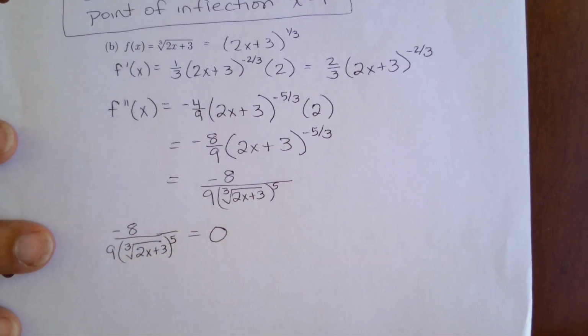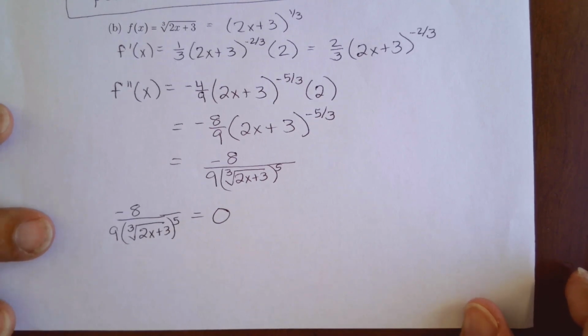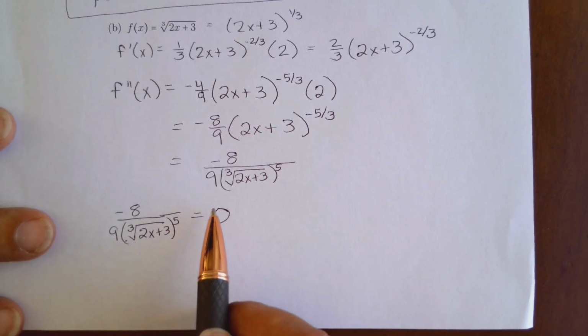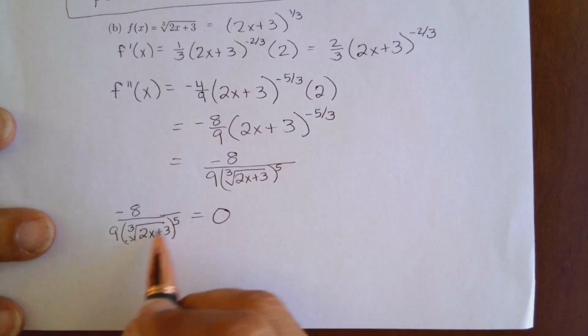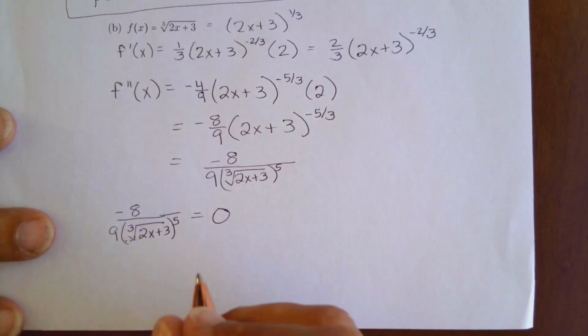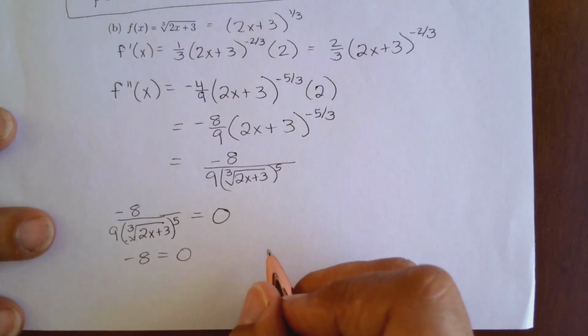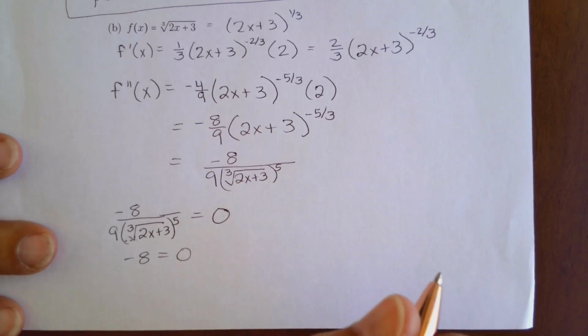Okay. Now we need to solve that. All right, well, when you solve that, you're going to multiply the denominator over to this side. And if you do that, that's going to just give you 0, right? We're going to cross multiply. So we're going to get negative 8 equals 0, which is not true. So that's telling you none of your hypercritical values exist.